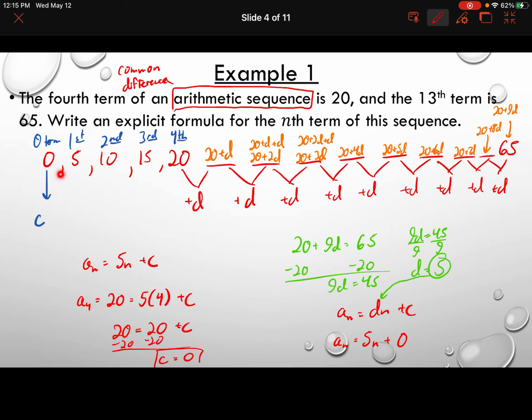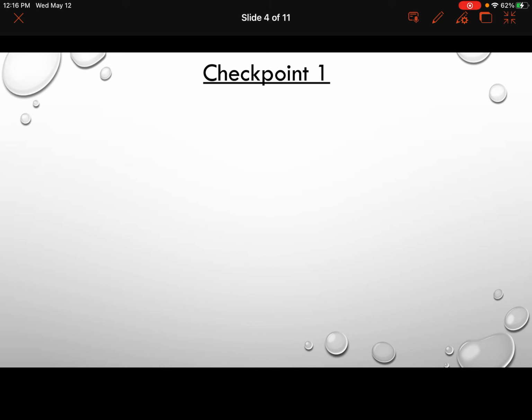So not only can you find c by just finding the 0 term by moving backwards, you could have also found c by using one of the numbers given to you, so either the fourth term or the 13th term, and plugging it into the equation and solving for c. So you could have also done it that way. Okay. So just a special type of problem when it comes to arithmetic sequences.